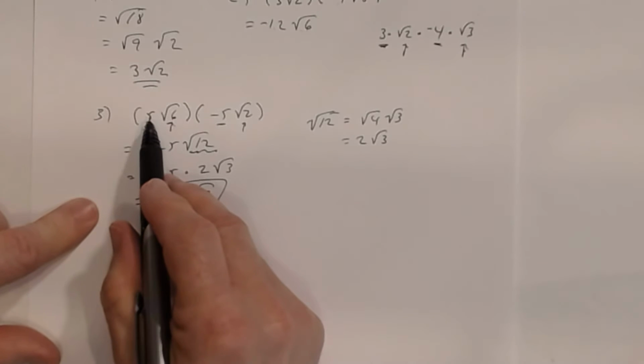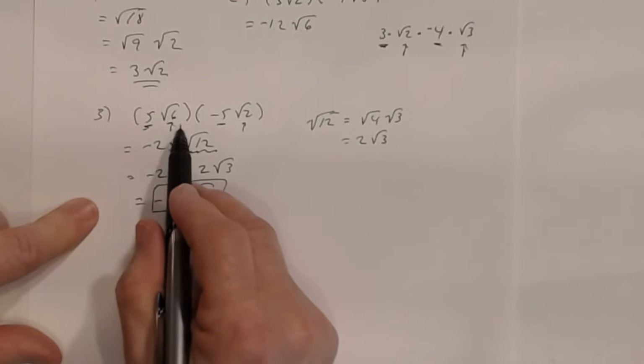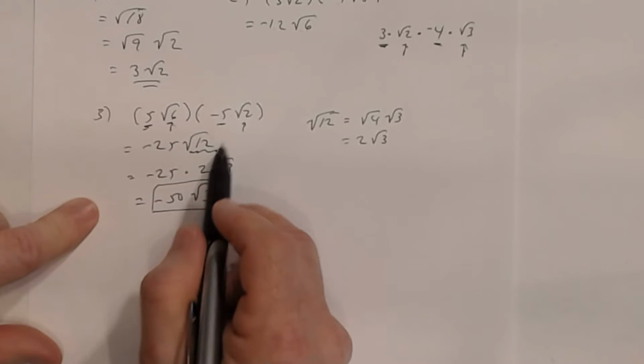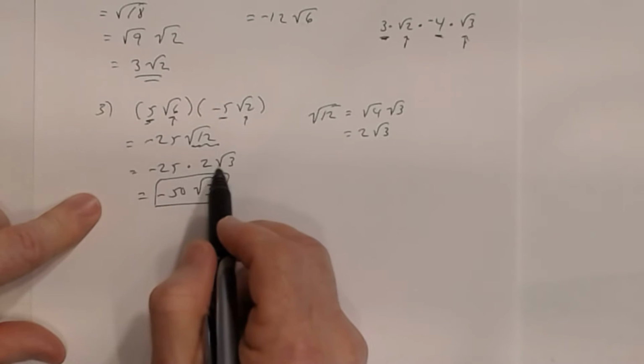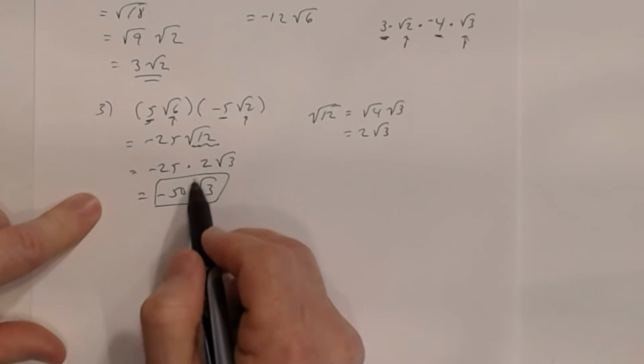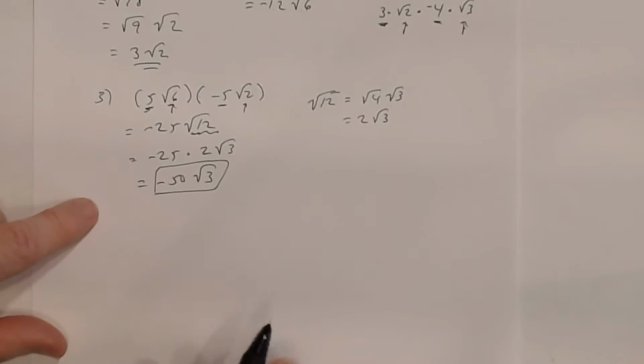So you see, you're going to say 5 times negative 5 is negative 25. The square root of 6 times the square root of 2 is the square root of 12. And then simplify the square root of 12. So the square root of 12 is this. The negative 25 times 2 is negative 50. All right, number 4.